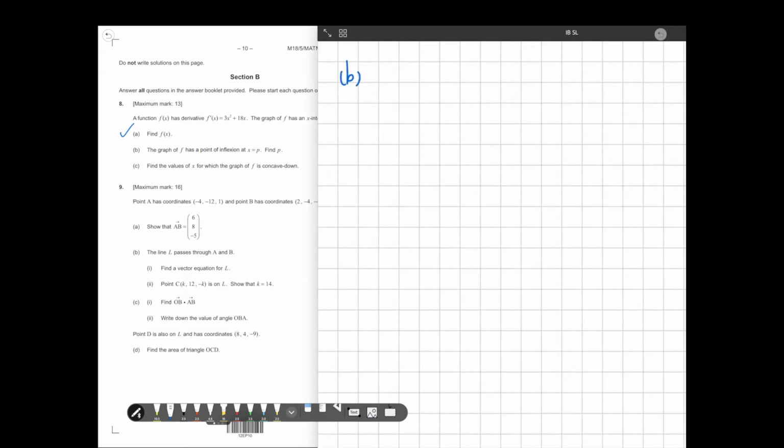So now we can do part B after this elaboration. For part B, we have to find the double prime. So we have to differentiate the function one more time. So we have 6x plus 18, and then we have to set it to be 0. So we find the value to be 0 is when x is equal to -3. So that is the point of inflection.